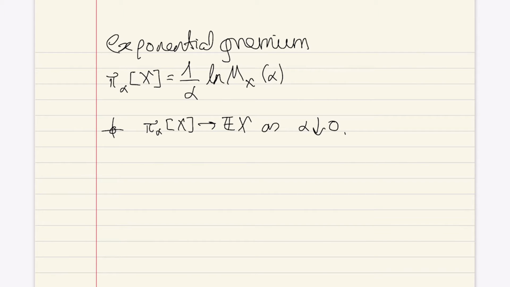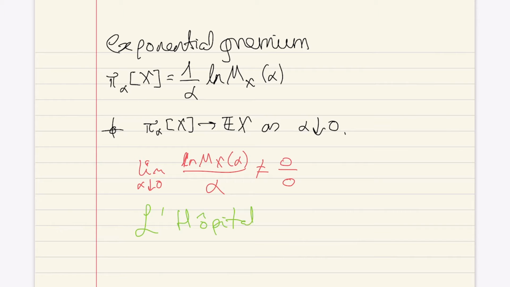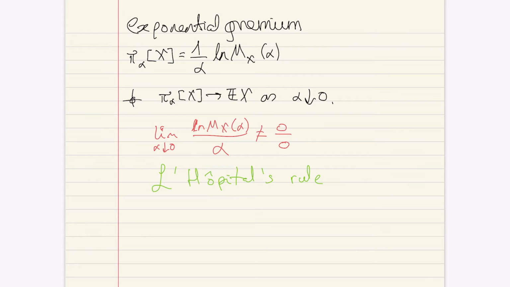So we could be tempted to just take the limit when alpha tends to 0 of the natural logarithm of the moment generating function of X evaluated at alpha, divided by alpha. However, this would lead us to an expression of this form, which is just nonsense. So in order to solve this conundrum, we'll take a look at L'Hopital's rule approach to solving the problem. To do that, what we need is just to take the derivative with respect to alpha of the numerator and then evaluate it at alpha equal to 0.